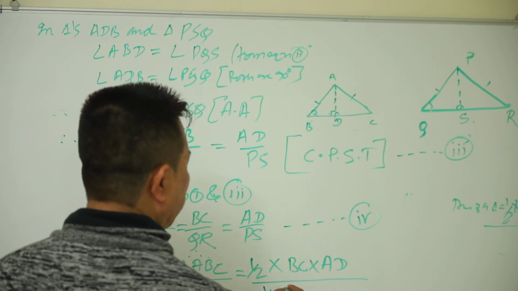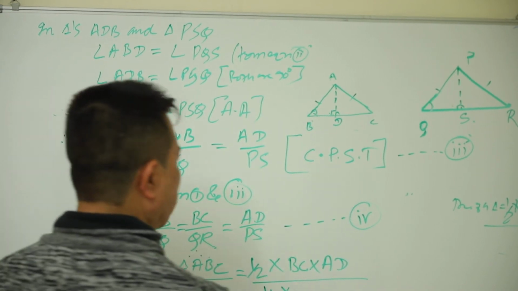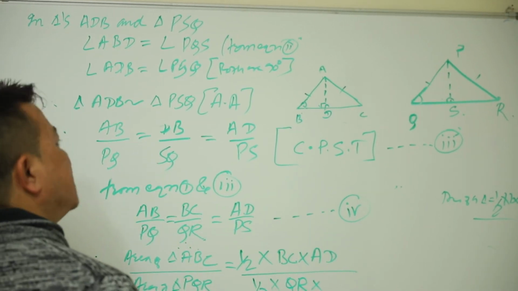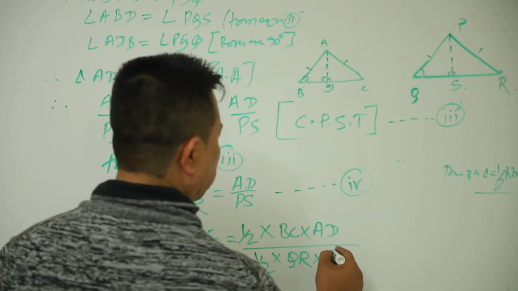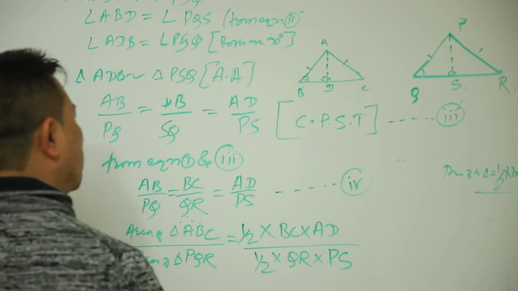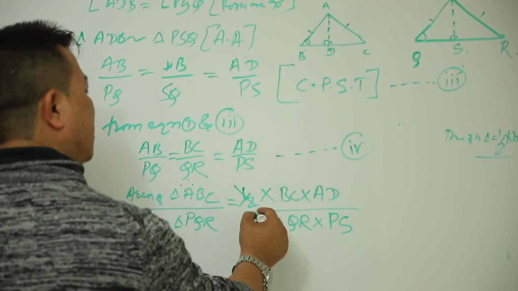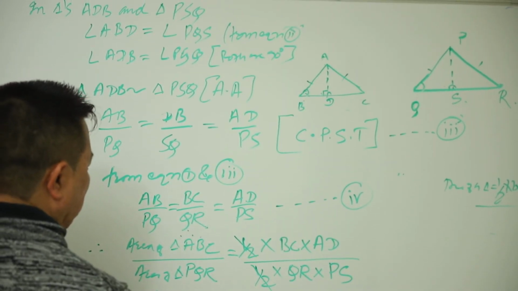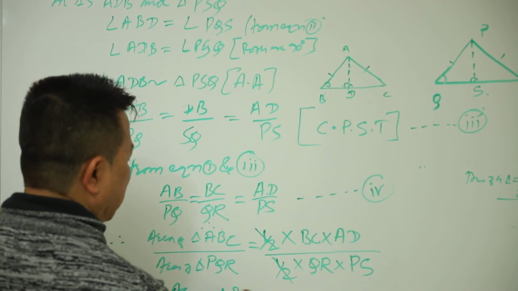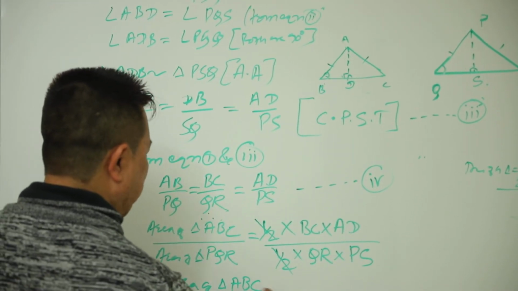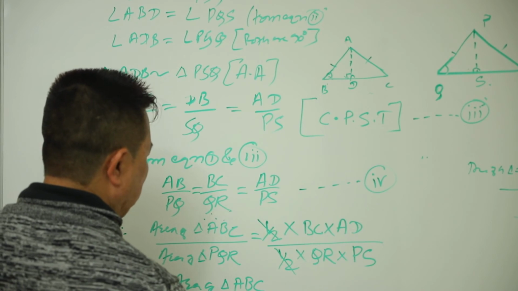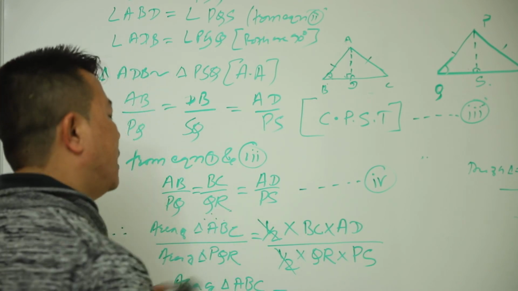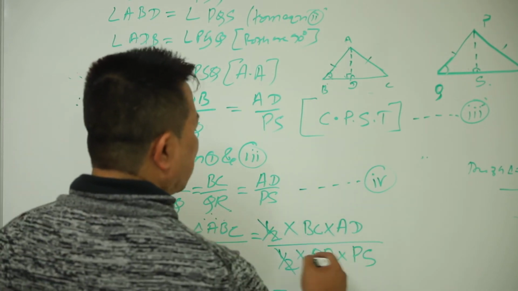similarly, area of triangle PQR. Formula is half base into height. What is the base in triangle PQR? QR is the base, into height. What is the height? The perpendicular drawn, that is PS. So here, your half and your half will be cancelled. So what is remained? Area of triangle ABC divided by area of triangle PQR equals to, now BC into AD, QR into PS.